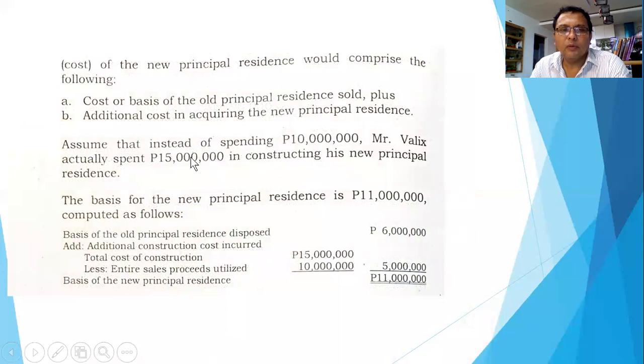So if you deduct these two here, it gives you 5 million. So 6 million plus 5 million difference is equivalent to 11 million. Oh, it's the same. Okay.